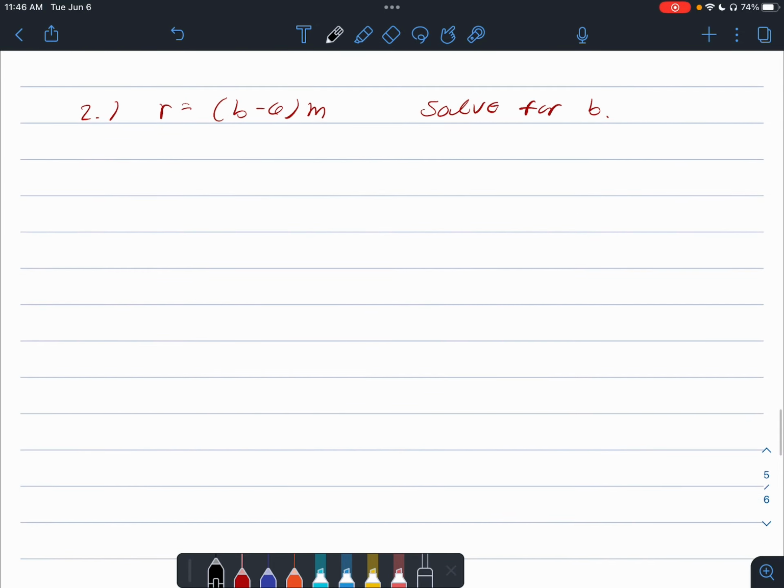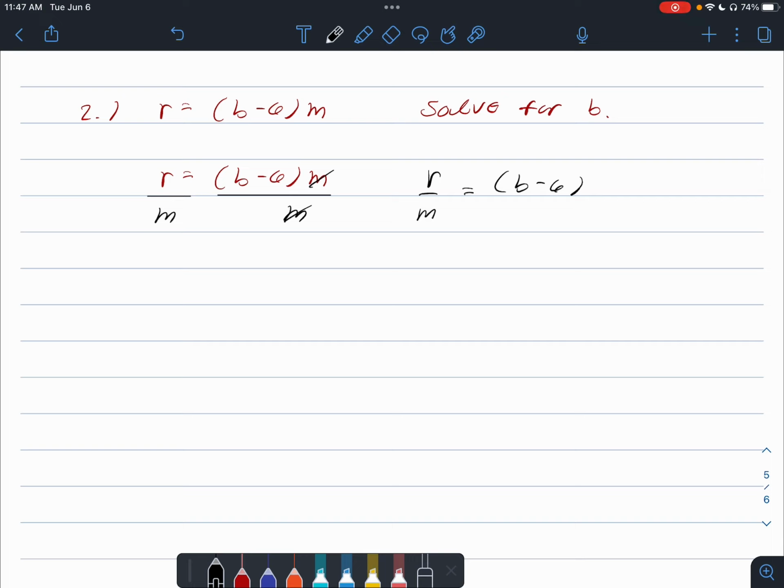Okay, so next we have r is equal to b minus 6 in parentheses times m, and our goal here is to solve for b. So it looks pretty similar to last time. In this situation, first let's copy it so we can remember what our original problem was. Let's go ahead and divide both sides of this equation by m. These m's are going to cancel, and now we have r over m is equal to b minus 6.